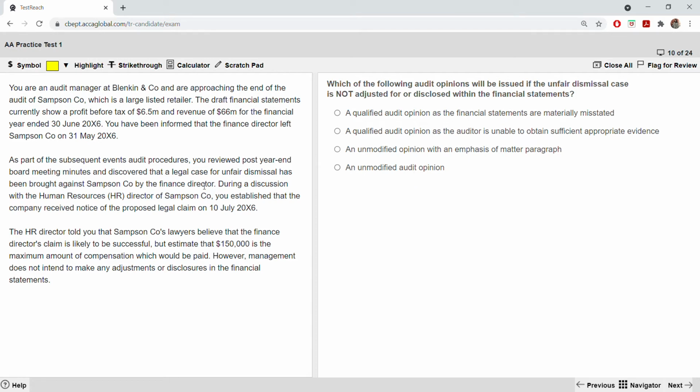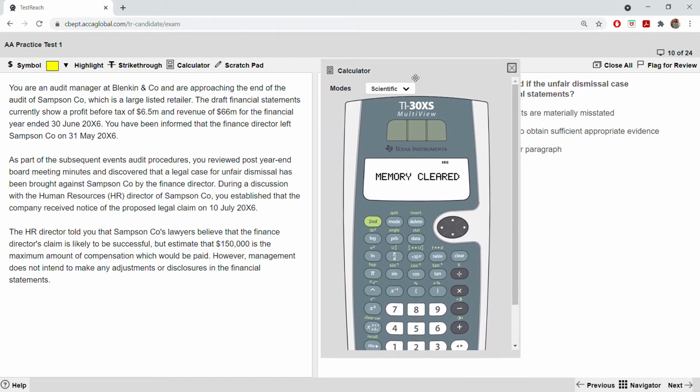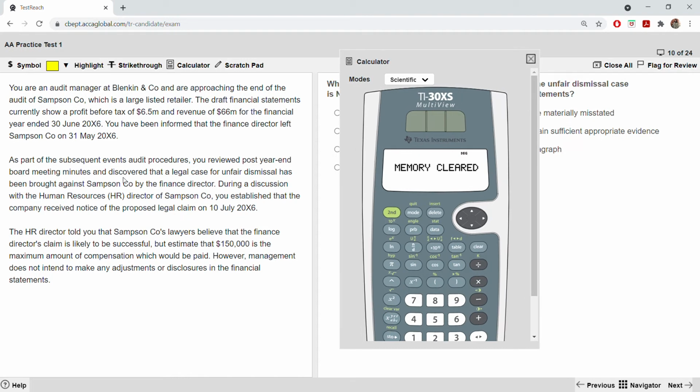If you see here, definitely numbers are given to you, right? These numbers are not just given for show. You need to make use of these numbers. Some calculation is required. Just because it's audit does not mean it's all theory and you don't have to write anything. Small calculations are required like this. So if you see the maximum damage, what is the maximum damage? It is 150,000, because they estimated that this is the maximum compensation they have to pay, right?